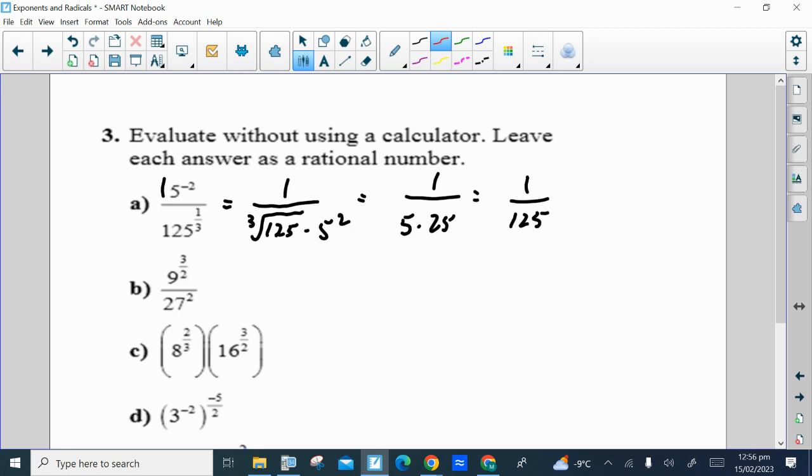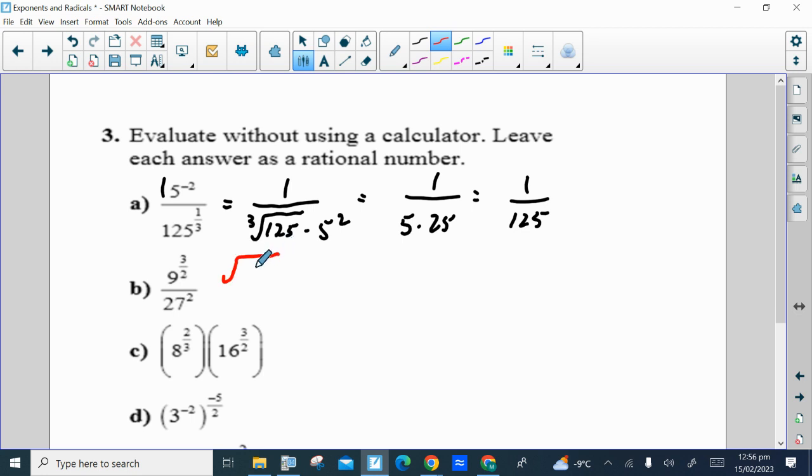Question B, 9 to the 3 halves over 27 squared. Both exponents are positive, so you don't need to worry about moving anything. Kenzie, do you know how we would evaluate 9 to the 3 halves? Well, remember, you've got a rational exponent, a numerator and a denominator. Do you remember what the denominator tells you? It tells you what root it is. Denominator is 2, which means that's square root. And the top number, the 3, means that it's raised to the power 3.